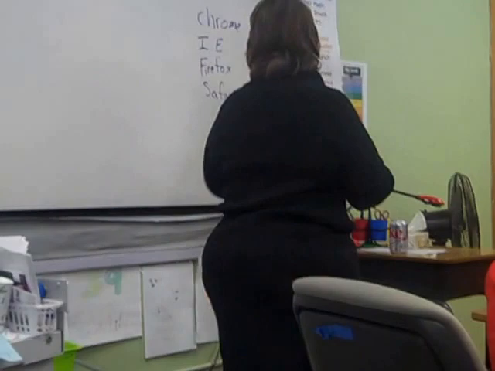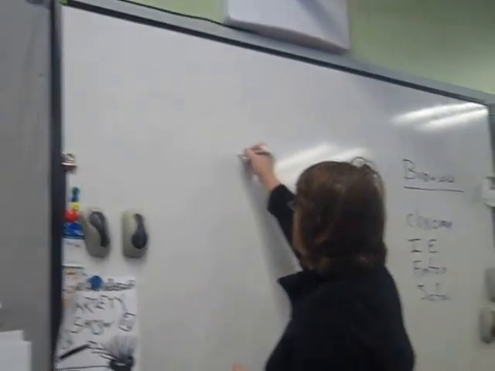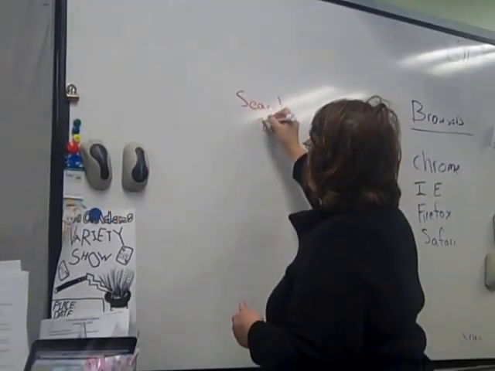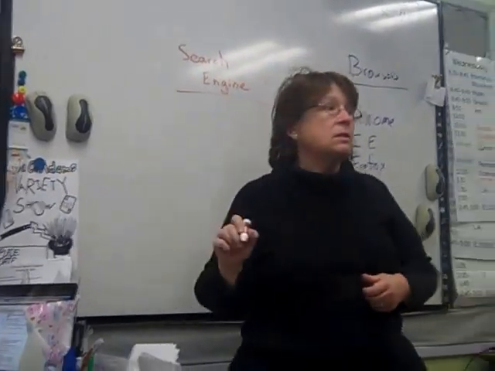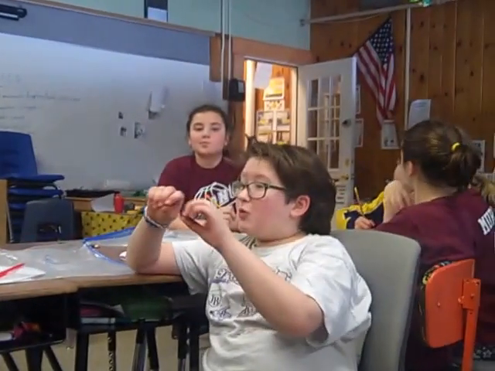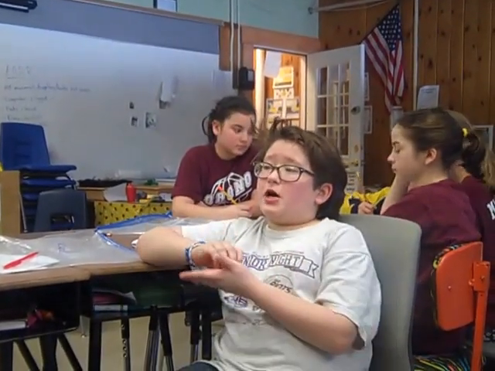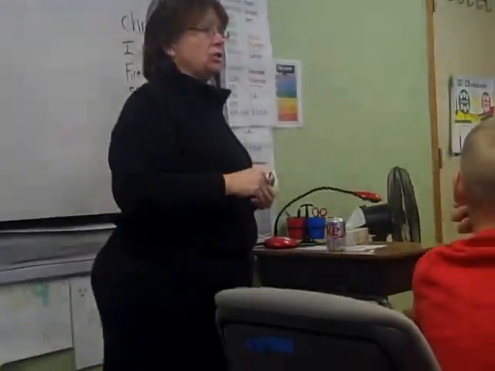So first you go to a browser, and then you would go to something that is two words, search engine. What's an example of a search engine? Sort of like a little bar where you can type something in, and then it would look for the results depending on what you typed. That's a great definition of what a search engine is. What are some examples of search engines?